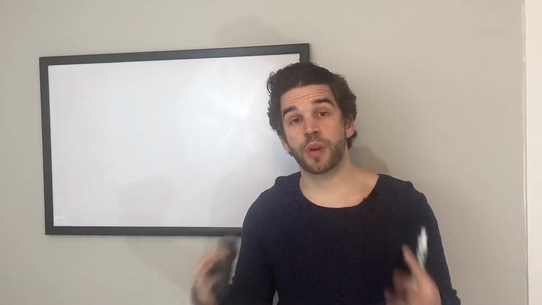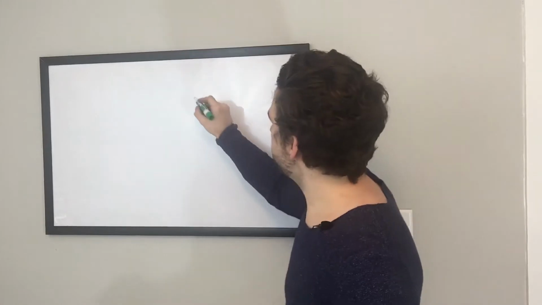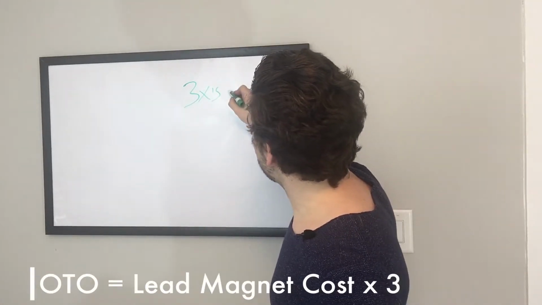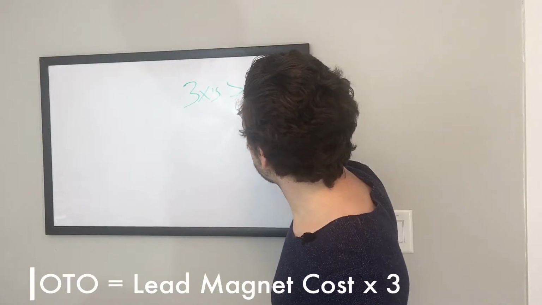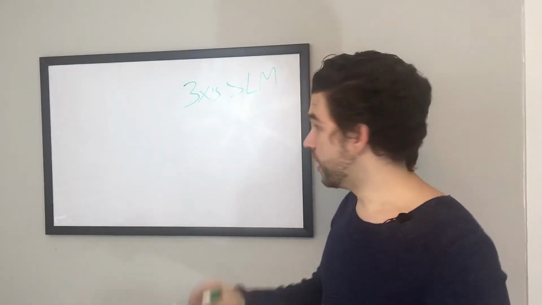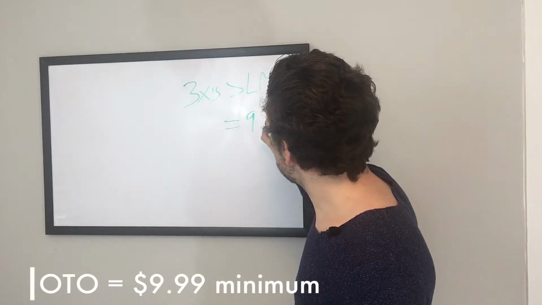Now let's get into pricing. So I have a few guidelines for pricing your OTO, not super hard and fast, but just a few. And it goes like this. Your OTO should be 3 times more than your lead magnet or your free opt-in, or if it was free, it should be at least $9.99.